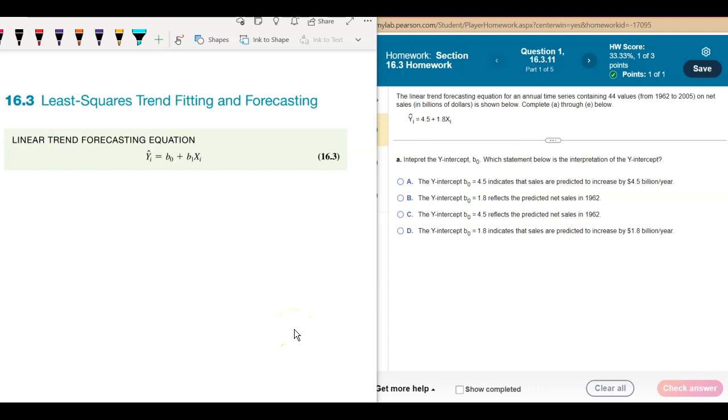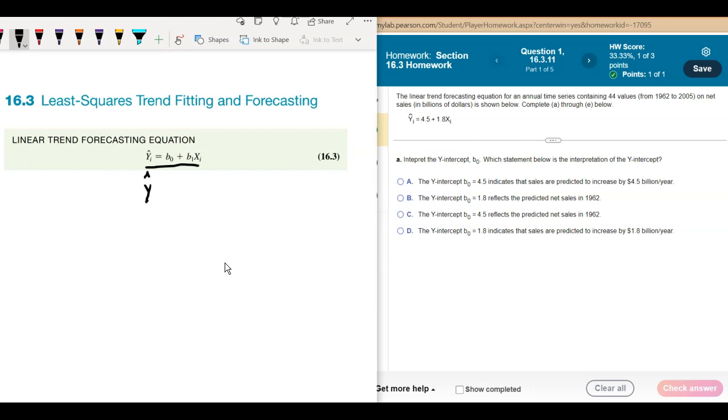Hey everyone, in this video we're gonna attempt the first question in section 16.3, least squares, trend fitting and forecasting. So this is a linear trend forecasting, and it is absolutely the same thing as linear regression. They give you data, x's and y's, you run the regression, and supposedly you end up with an equation. For the first question they did not run the data, they just gave you the equation.